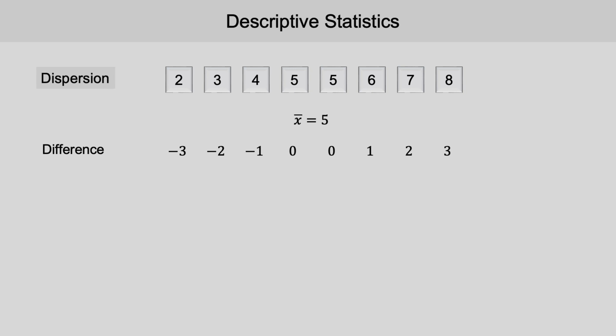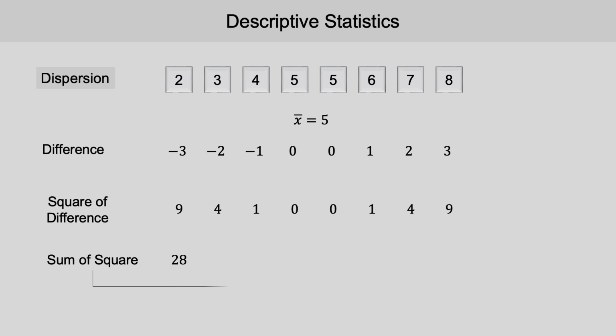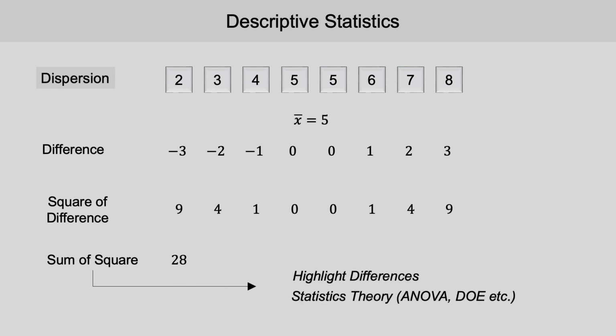However, what we can do is square the difference of each value from the mean. We get 8 numbers, and adding these up gives us 28, known as the sum of squares. One advantage of the sum of squares is that it amplifies differences, it is sensitive to variability, and it won't get impacted by the negative values. More importantly, it is the foundation of statistical methods. Many modern statistical theories are based on the analysis of the sum of squares, such as ANOVA, regression, and DOE. Thus, it's one of the best methods for assessing dispersion.